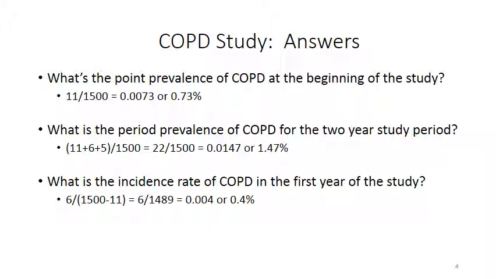The incidence in the first year is then 6 divided by 1,489, or 0.4%. As an exercise, compute the incidence rate for the second year of the study.